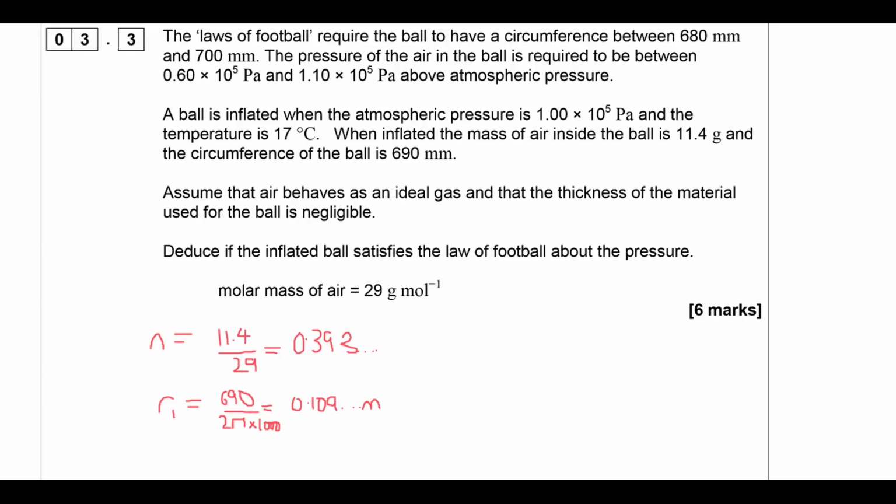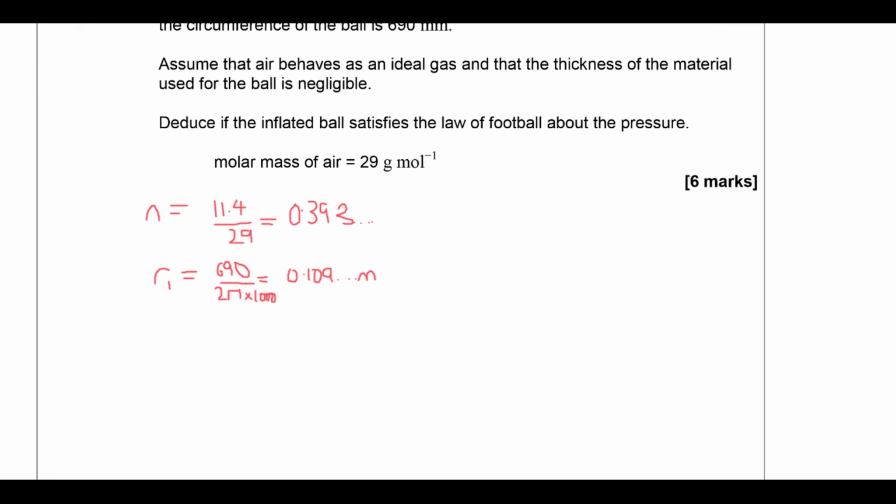Okay. So having worked out the radius of the ball, we can work out the volume of the ball using 4/3 pi r cubed. So let's do that now. So let's cube our radius times by 4 divided by 3 times by pi gives you a total volume of 5.5 times 10 to the minus 3 meters cubed.